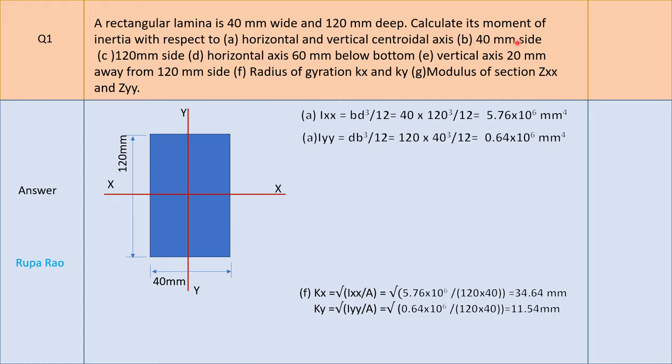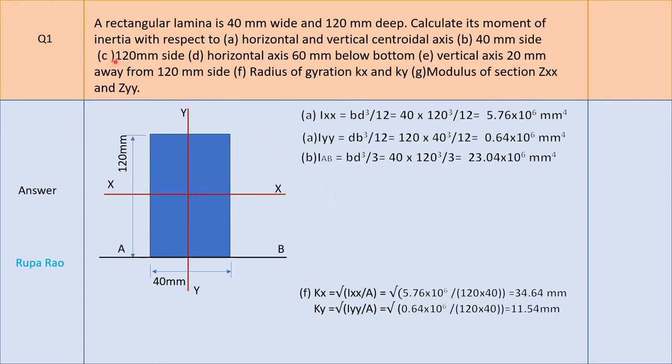Now we want it about 40 mm side. Now this is the 40 mm side here. So this is the axis, say it is AB. So let us calculate moment of inertia about axis AB. And here it will be bd cube by 3. b is 40, d is 120, its cube divided by 3. Take the calculators in your hand and do the calculation. 40 into 120 x cube divided by 3 is equal to, you will get the answer 23.04 into 10 raised to 6 and unit is mm raised to 4.